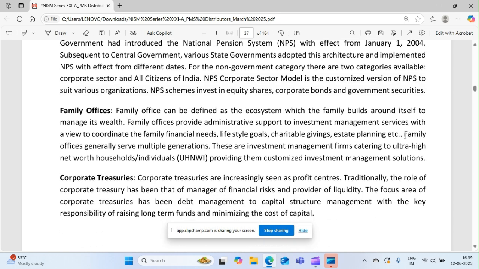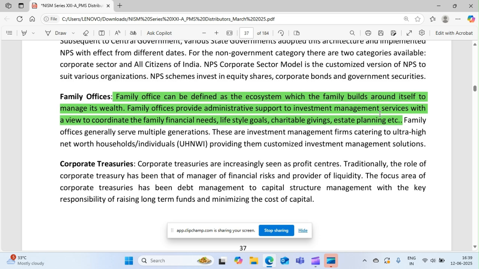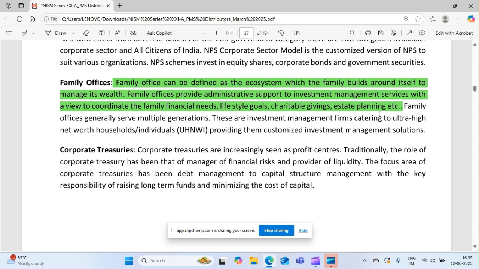Family offices, very popular again. Family offices are ecosystems which families build around themselves to manage wealth. So this is basically for those rich corporate families who have huge wealth, and they have family offices, and administrative support to investment management services with a view to coordinate with family financial needs, lifestyle goals, and charitable giving and estate planning. Charitable giving, in the case of many rich people like Azim Premji and all, they also do what we call donation, or giving money for noble causes, right? And this they take care of for ultra high net worth individuals, not just high net worth, ultra high net worth. Means you need to have a lot of money.